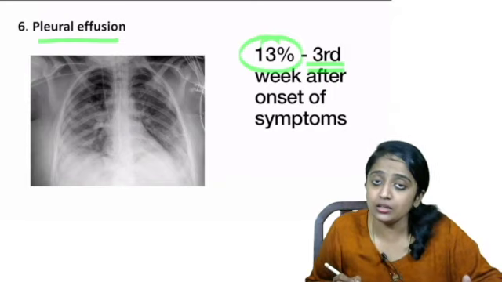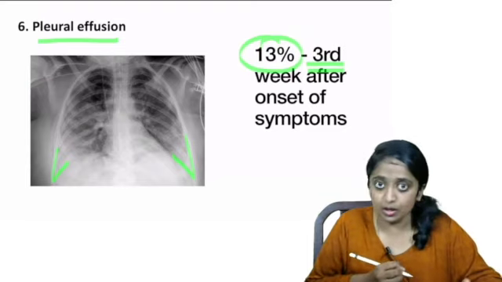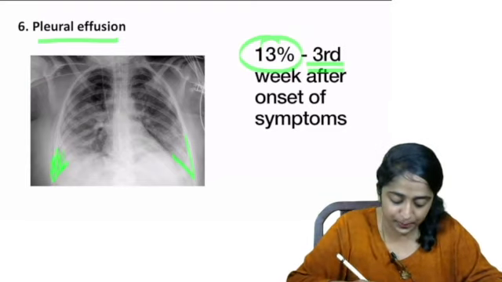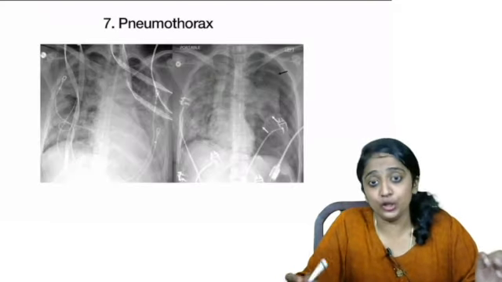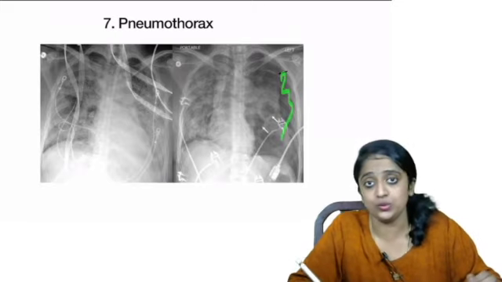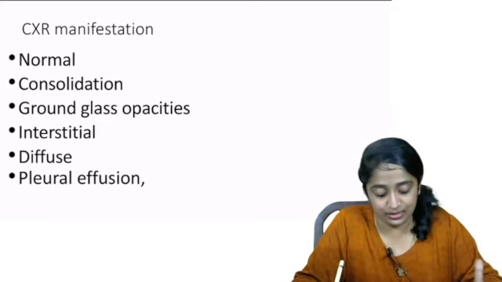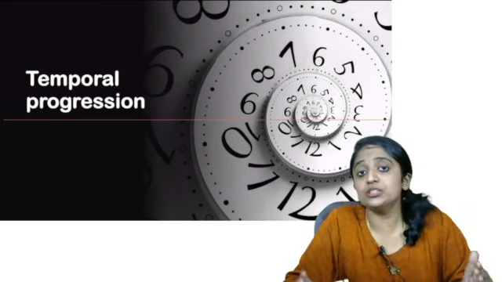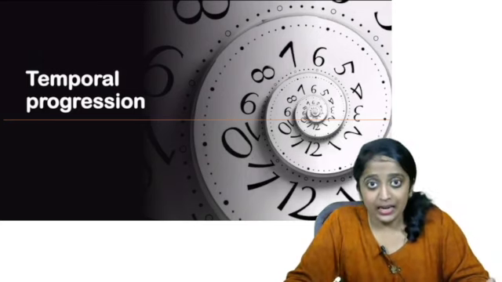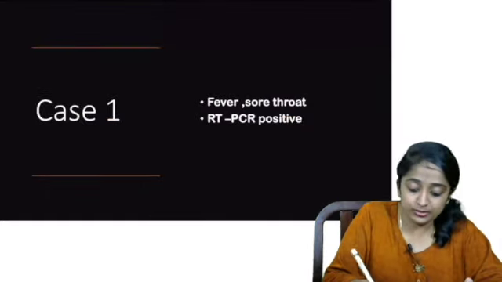So how can you identify effusion on the radiograph? You look at the costophrenic angles. Is it seen? No, it is blunted. It means the patient is having effusion. And rarely, very rarely, pneumothorax, air within the pleural cavity, has also been described. So these are the important radiological features on chest X-ray in relation to COVID-19. But that is not enough. We have to look at the temporal progression, that is, in what stage of infection, what manifestations you expect. So I'm going to show you one case of a 70-year-old male.